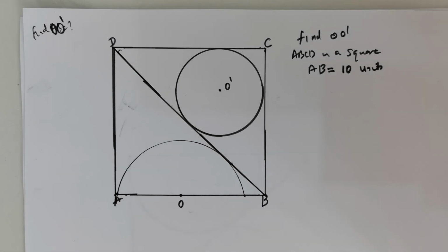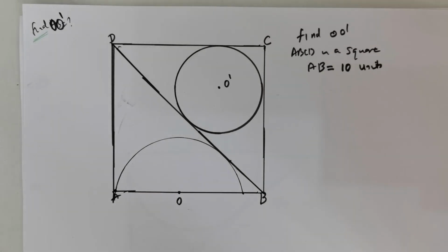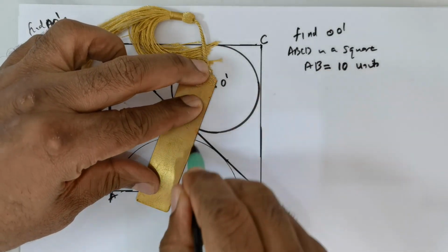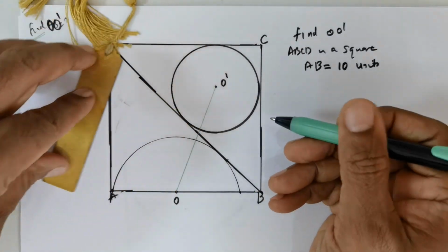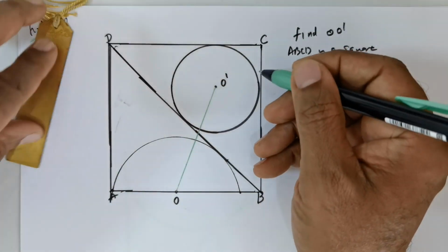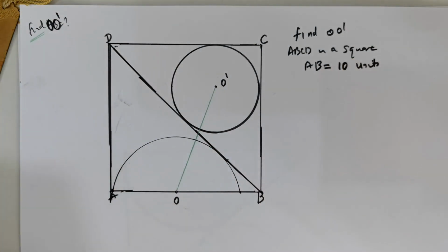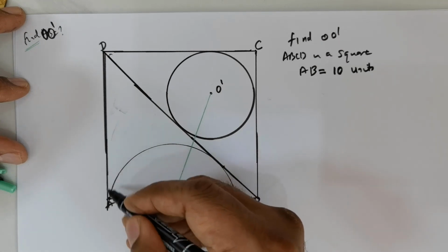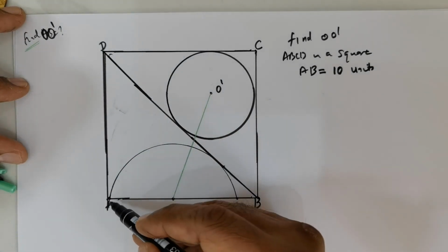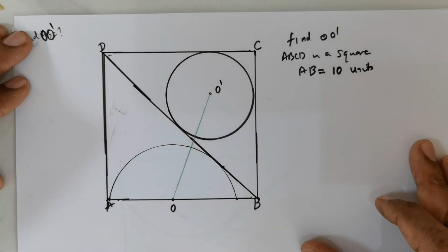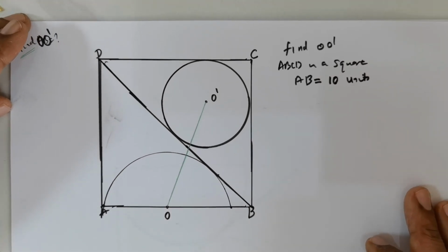So let me just use a different color. Okay, I got the color. So let me connect these 2 points. Okay, so OO dash has to be found. AB, as I mentioned to you, is given to be of 10 units. Now this circle is starting from A, so there is a point of contact with the square here. I should have thickened it, but anyway, I don't want to spend too much time in making this figure close to perfection, so that's fine. So I hope you got the question.